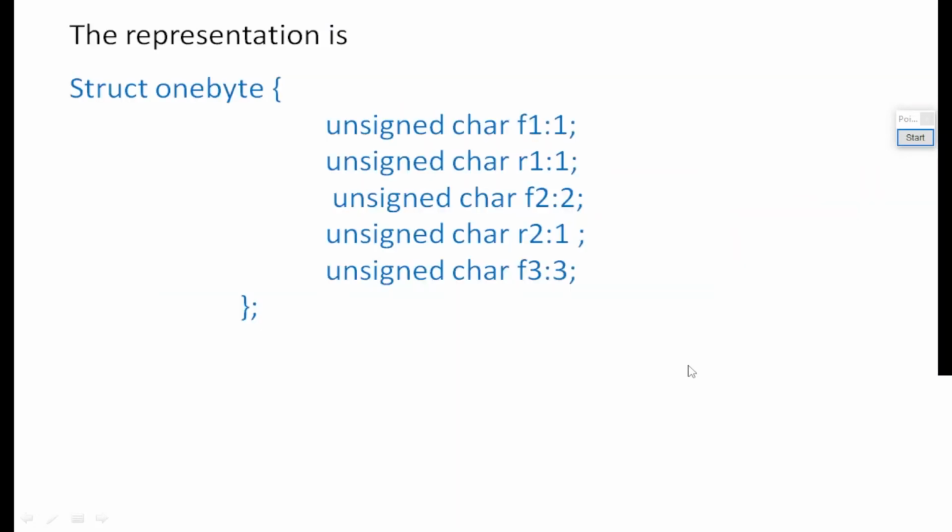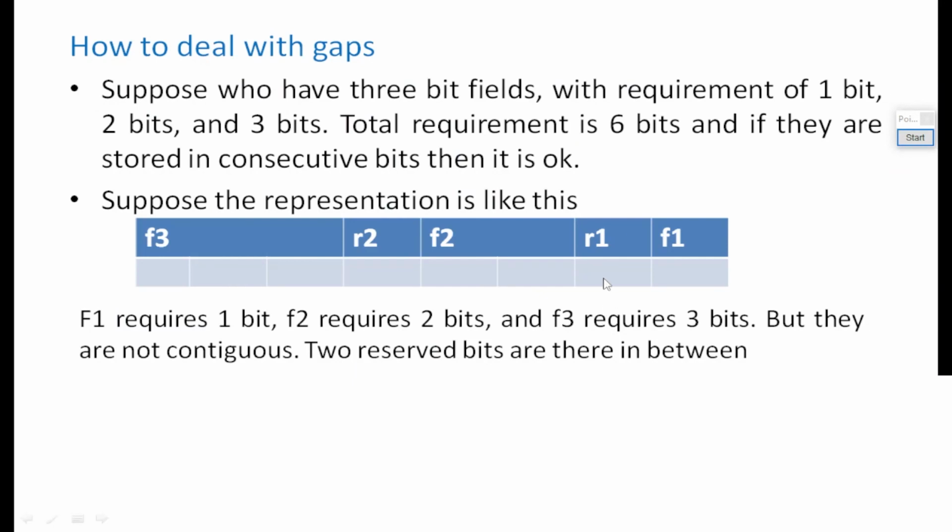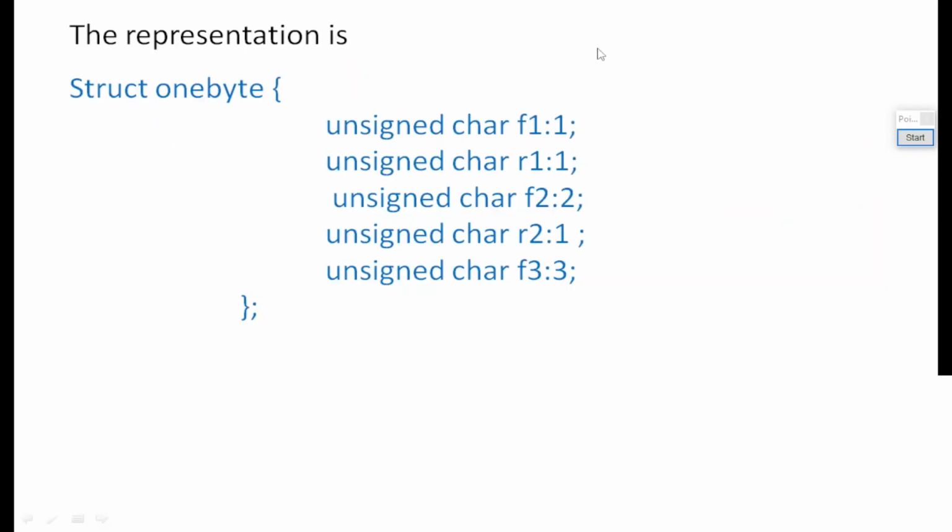Then what happens? You have to create the structure like this. If you want gaps, then however much gap is required should be treated as one field. Here you require 1 bit R1, so 1 bit that is reserved. You have to declare it, but actually data is stored in F1, F2, F3 only. The gap should be filled with some fields.